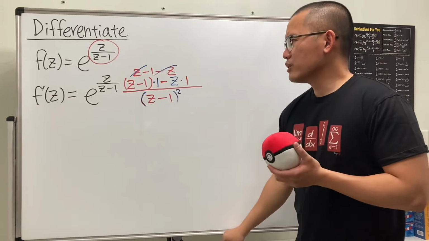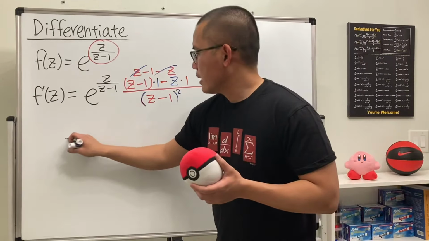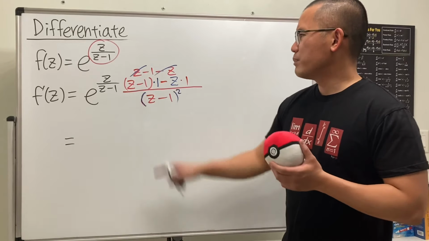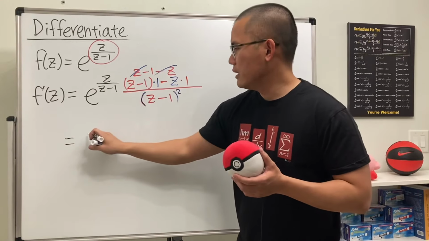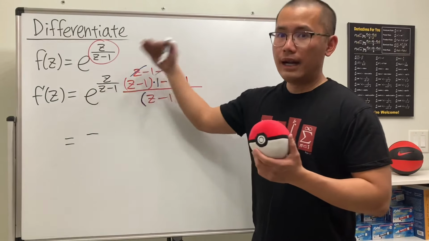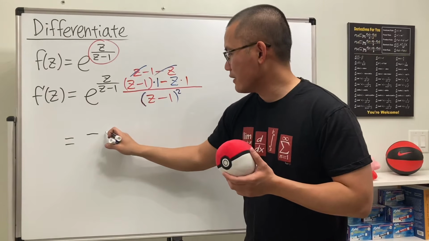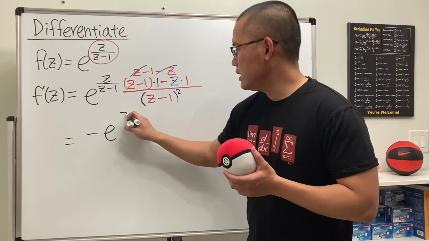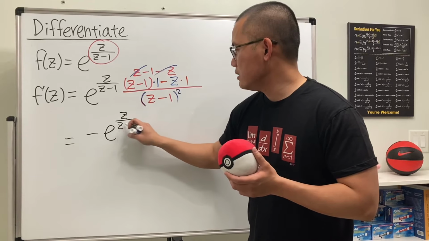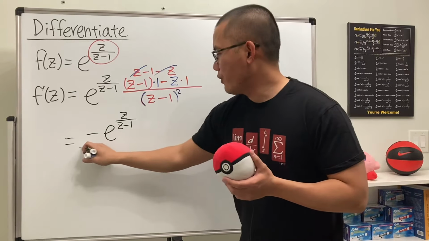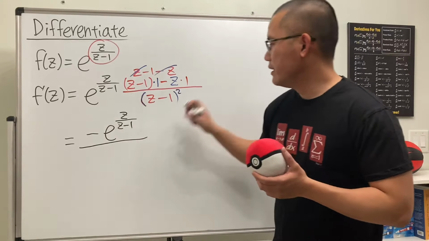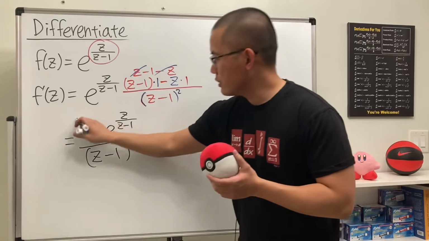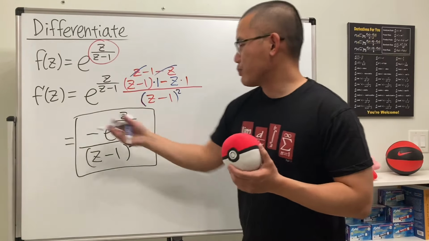So lastly, we'll just write down the answer like this. It really depends how you want to write it. Perhaps we can just put negative right here, and then this part on the numerator, so we will just have e raised to the z over z minus 1, and then over this for the denominator, which is (z minus 1), parentheses, and we square. Yeah, so this is what we have. Looks pretty cool in my opinion.